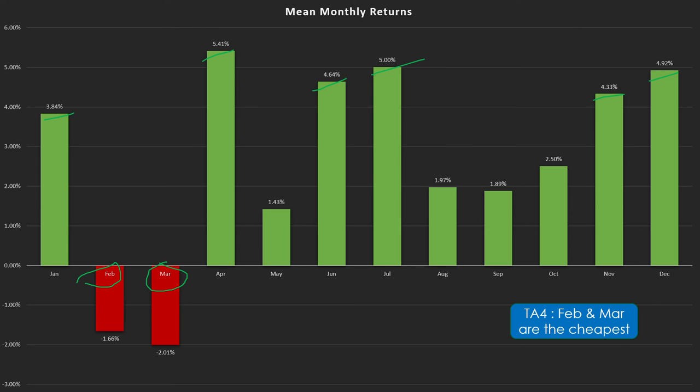So what is the takeaway from this graph? It is that February and March are the weakest months for this sector. This sector underperforms historically in these 2 months.